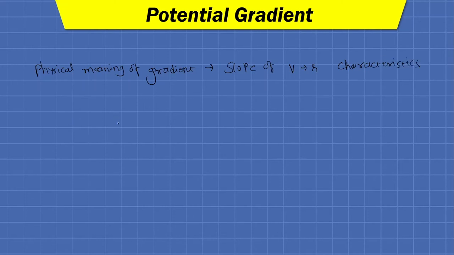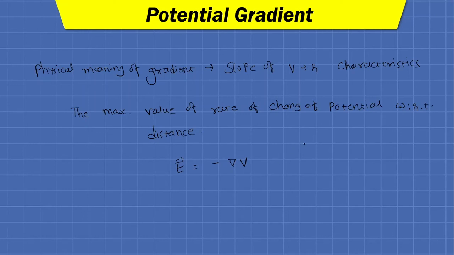Or in other words, we can say it is the maximum value of rate of change of potential with respect to distance. Fine. So this is the very fundamental and simple understanding of gradient. Fine. And we can say E bar equals negative of gradient V.